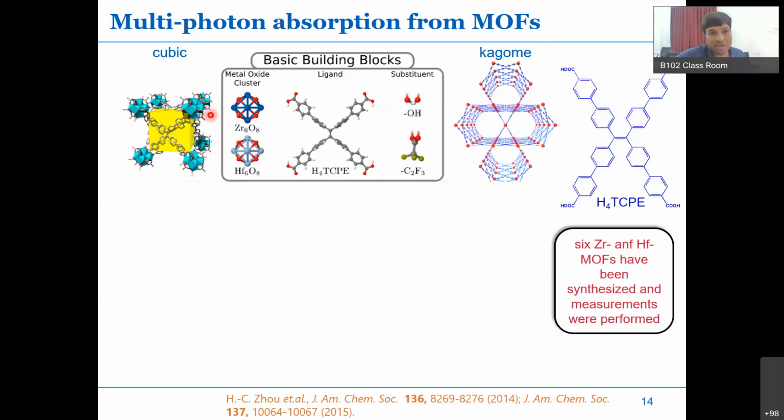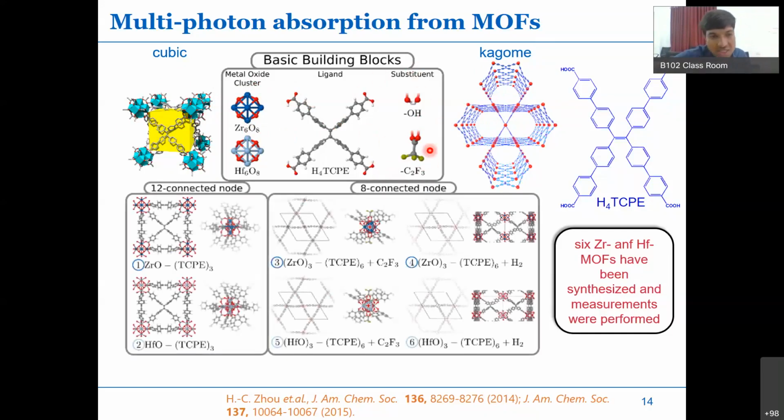One more thing I would like to highlight here is that in the case of cubic, the metal oxide clusters have 12 connecting nodes, right? All 12 connecting nodes have been bonded by the carboxylic acid. Then only you can get the cubic. But if you come to the Kagome, it's only 8 connecting nodes. So you still have 4 more connecting nodes, and these 4 are substituted with different substituents. By using this, we have produced 6 structures. Okay.